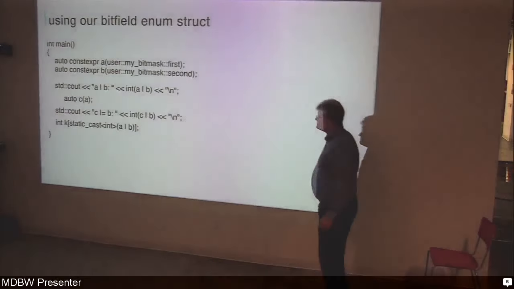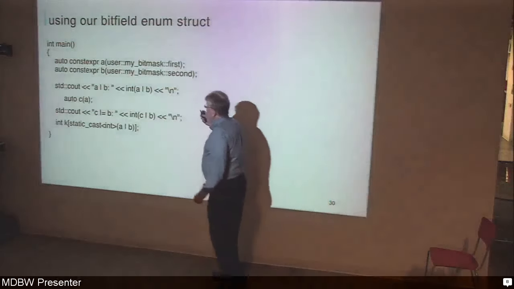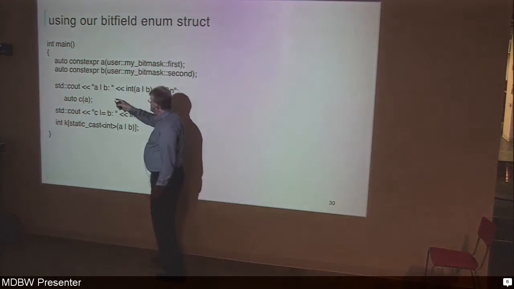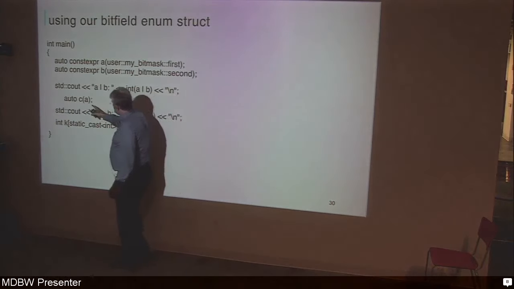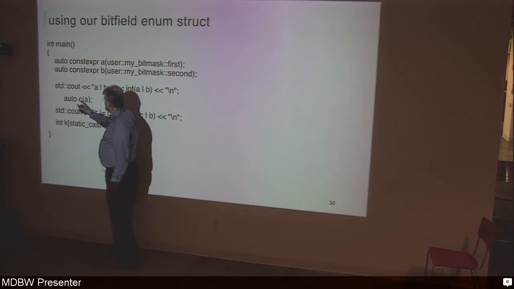Okay. So now that we've done this, now we can do our or equal. And notice what else we're doing. We're creating a C, which is a copy of A.